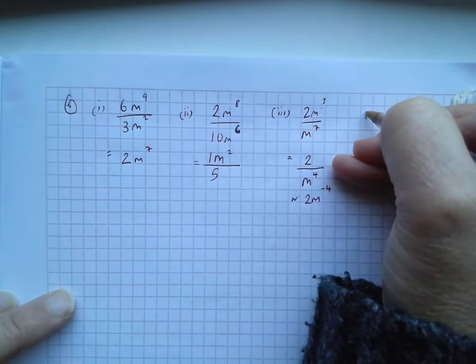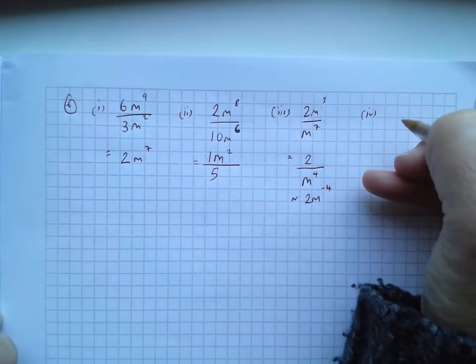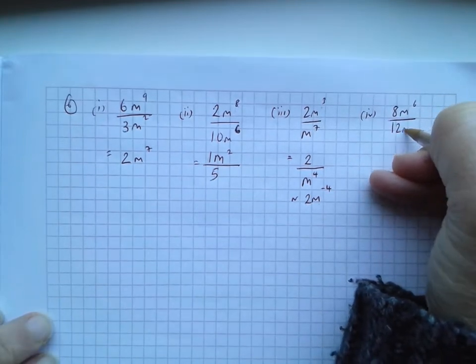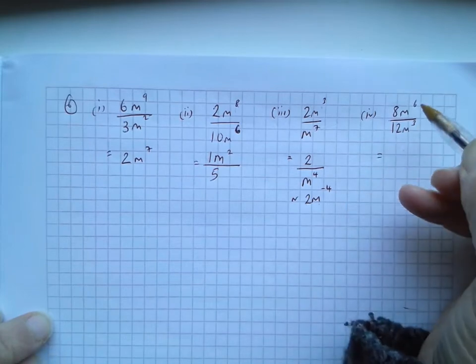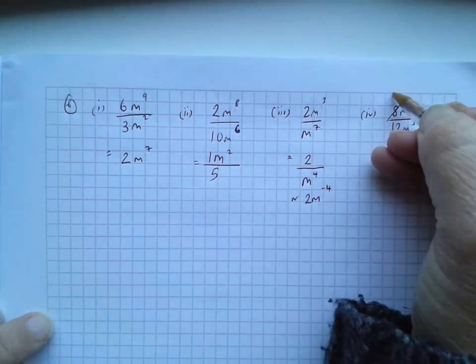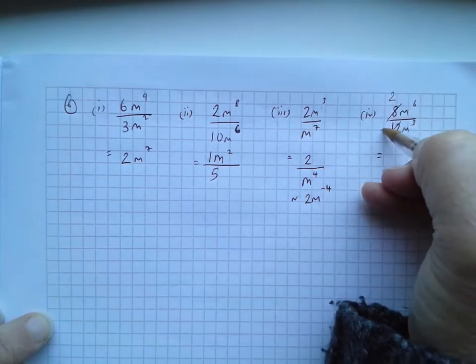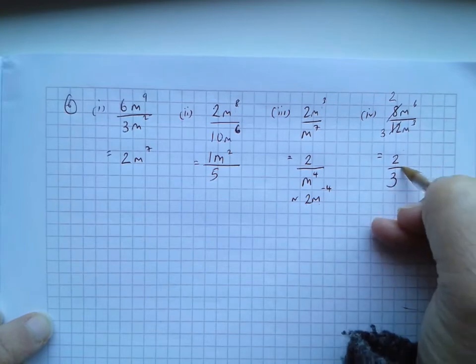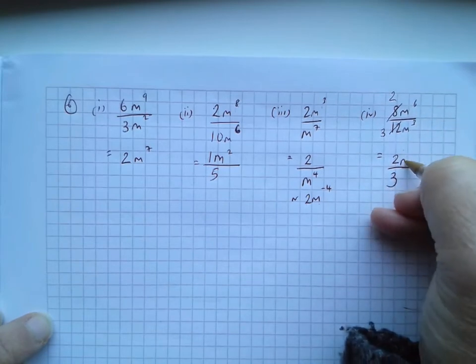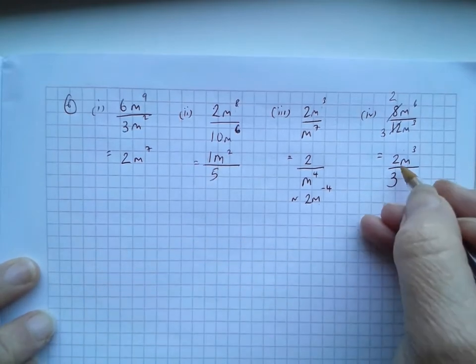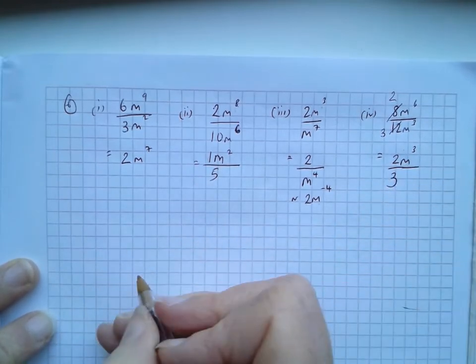Part 4, 8m to the power of 6 over 12m to the power of 3. So 8 and 12, I can cancel. 4 goes into 8 twice, and 4 goes into 12 3 times. So it's going to be 2/3. M to the power of 6 over m to the power of 3. It's going to be 6 minus 3, which is m cubed. So it's going to be 2m cubed over 3, or 2/3 m cubed.